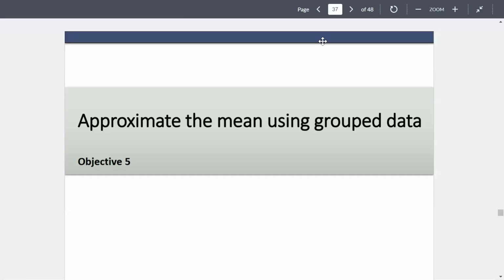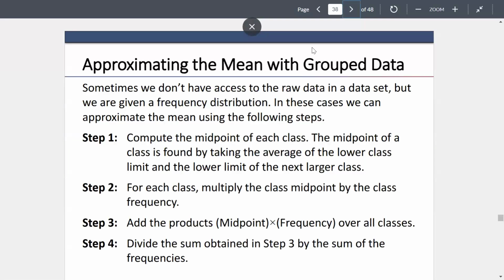Okay, so approximate mean using grouped data. What this means is that sometimes you're not given the raw data. Sometimes what you're given is a frequency distribution, and you have to use that frequency distribution where the data is grouped in classes and try to estimate what your mean would be.